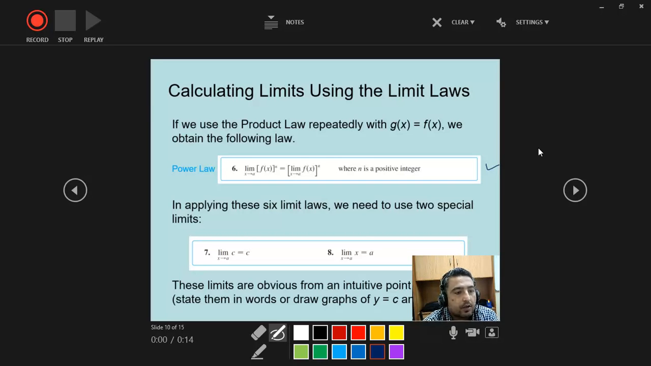So the power law is for when a function is raised to some power. Then you simply evaluate the limit of the function and then apply the power. It's as simple as that, right? So this is the power law, or power rule, for limits.